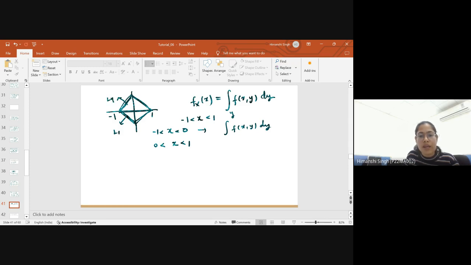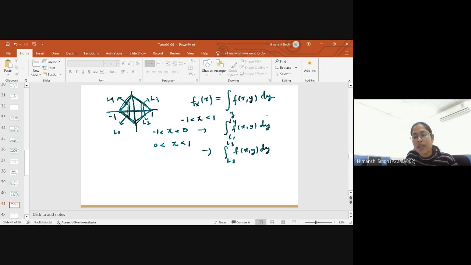So I will be integrating over y running from this line to this line, that is from L1 to L4, and for x from 0 to 1. So it will be the integral of f(x,y) dy, and I have this region, so we are integrating from L2 to L3.